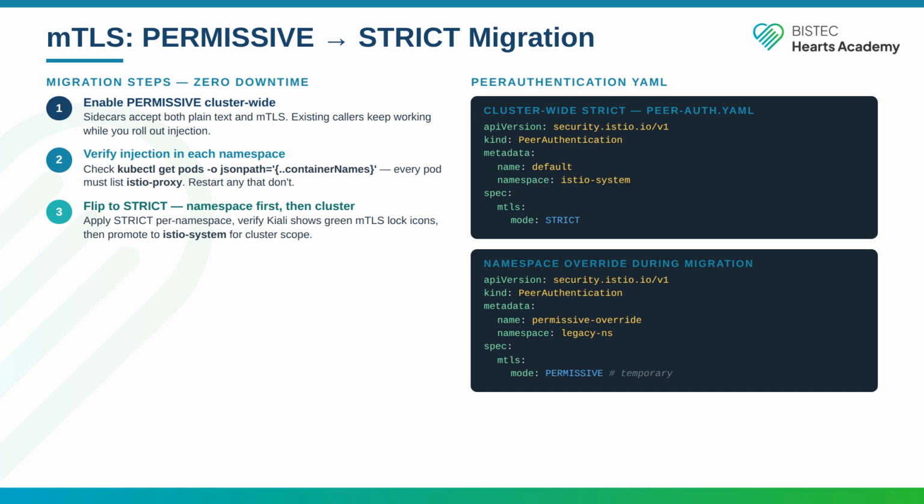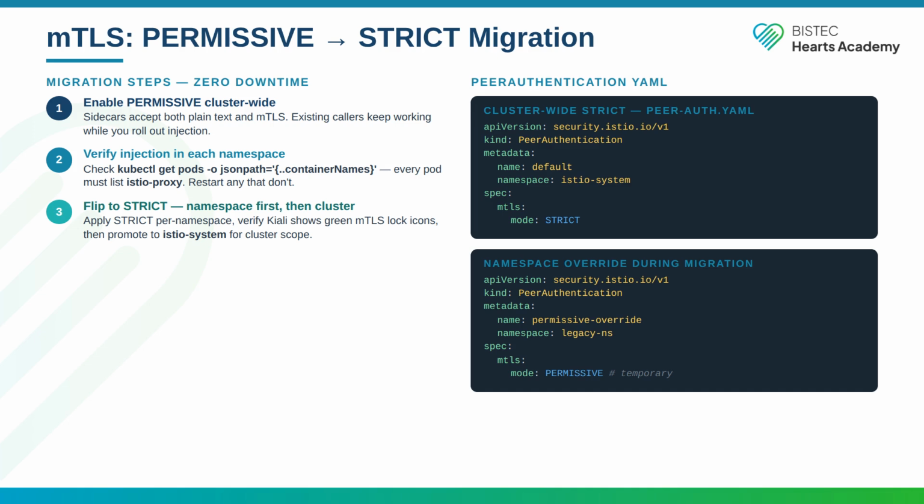The third step is flipping to strict. Do this namespace by namespace first. Apply a strict PeerAuthentication to one namespace. Verify in Kiali that every service edge shows a green mTLS lock, then move to the next. Once every namespace validates, replace them all with a single strict PeerAuthentication in istio-system. That single manifest enforces mTLS on every workload in the cluster.